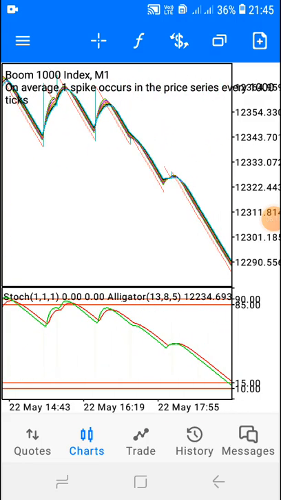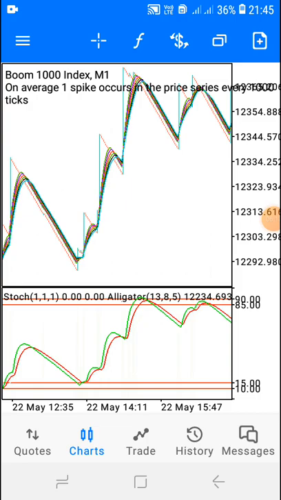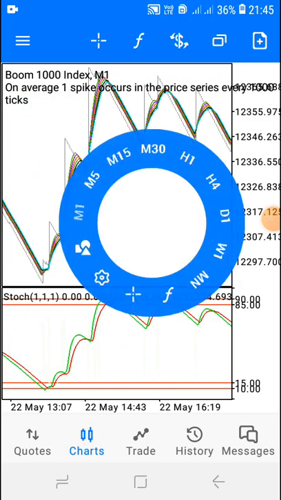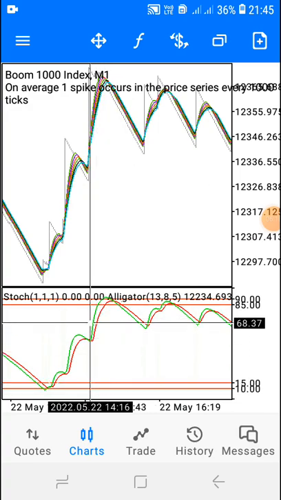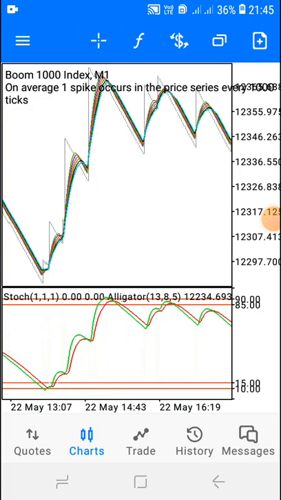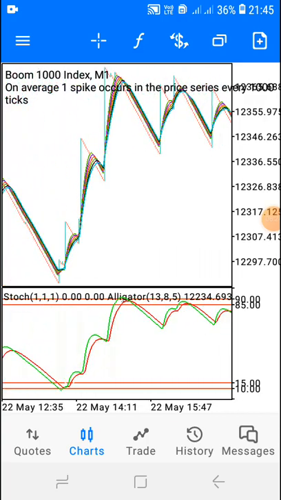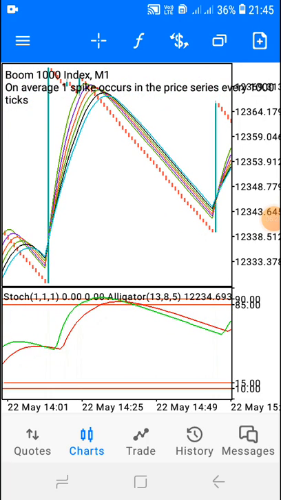Now what the alligator is going to do for you is show you when to enter. For example, every time the alligator touches this level, the 15 and 85 level, what you're going to do is make sure that the chart is zoomed out completely, drag the screen to the left and right, and zoom in. Then if you see the alligator doesn't move, you zoom in on the chart.